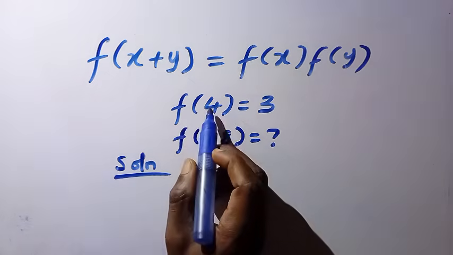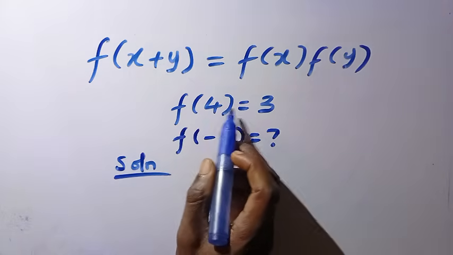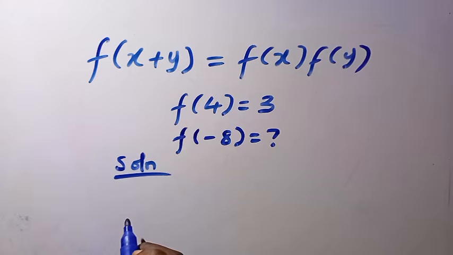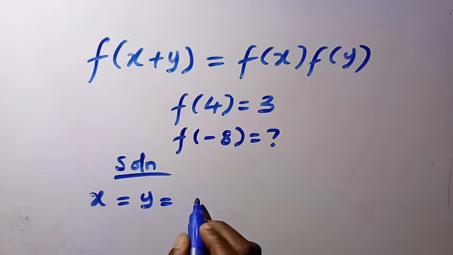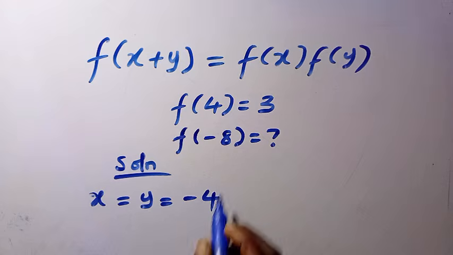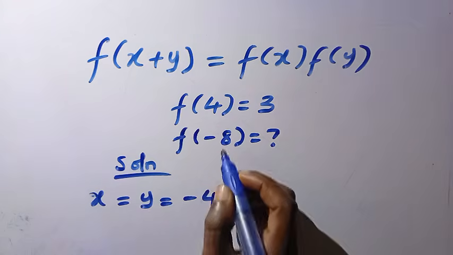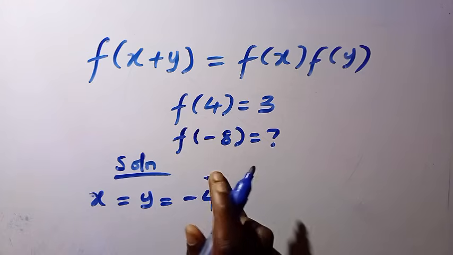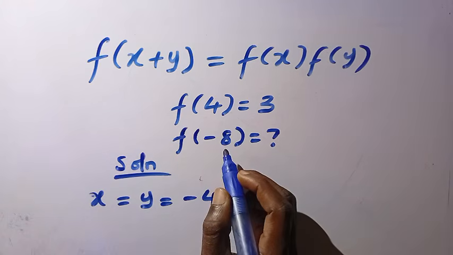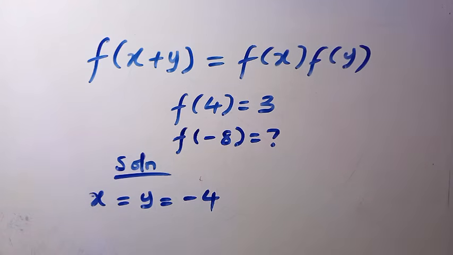At first instance, we are given f(4). Let's see if we can get something from here. Assume I let x = y = -4. Since I need negative 8, and according to this formula, if I have -4 - 4, it gives us -8. But can we have an output?